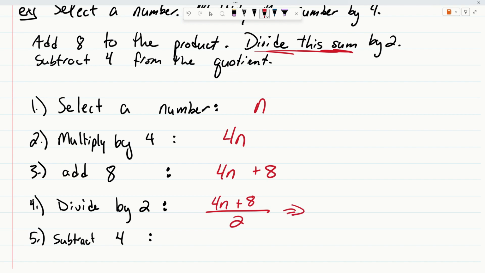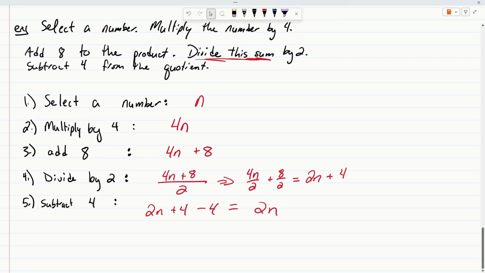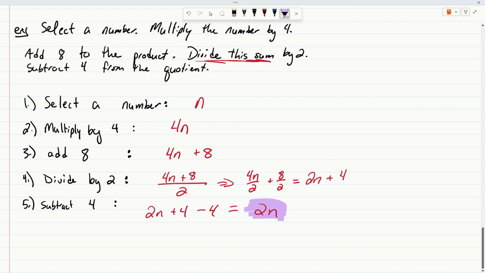And we can simplify that a little bit. Because when you divide it by 2, you can separate that. And 4 divided by 2 is 2, times n, plus 8 divided by 2 is 4. And finally, we can subtract 4 from this. So there's 2n plus 4. Here's my minus 4 equals 2n. Pretty interesting, huh? And when you think about what I did previously, remember this 2 times n.